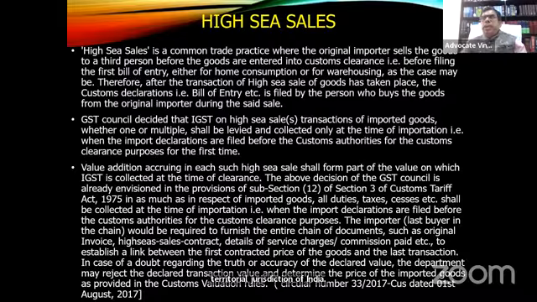Similar will be the case where suppose somebody who is sitting in India purchases goods, say from Singapore, and supplies to America. This transaction will also not attract any GST, whether IGST or CGST or SGST.